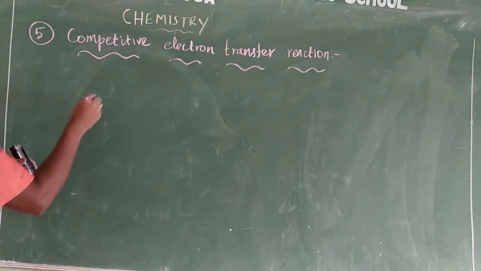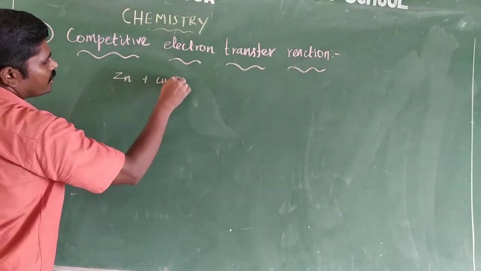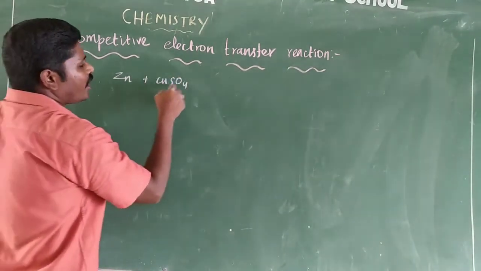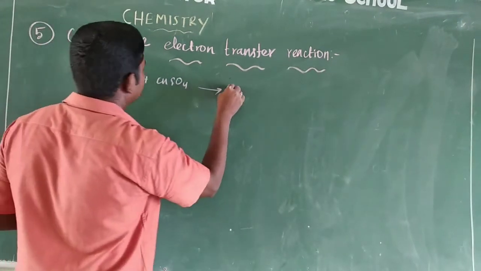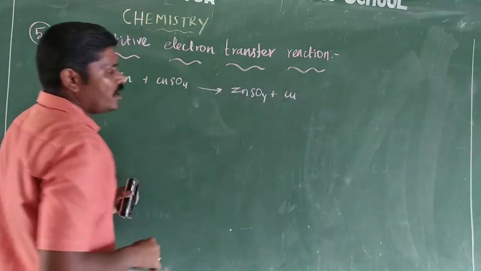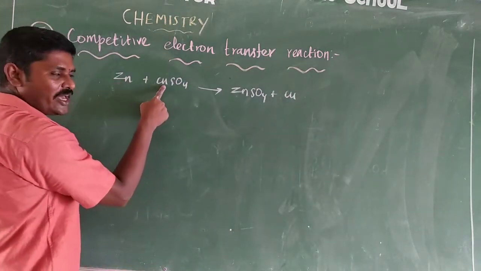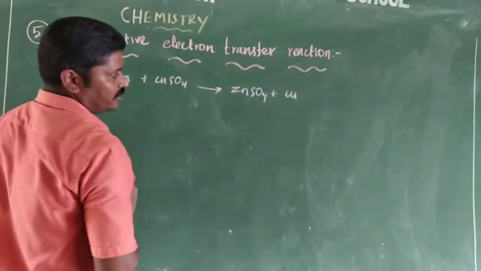Okay, already you know the metal displacement reaction. The zinc replaces the copper 2 plus ion in copper sulfate solution to give zinc sulfate plus copper. This is a metal displacement reaction. The zinc replaces the copper 2 plus ion in copper sulfate solution.